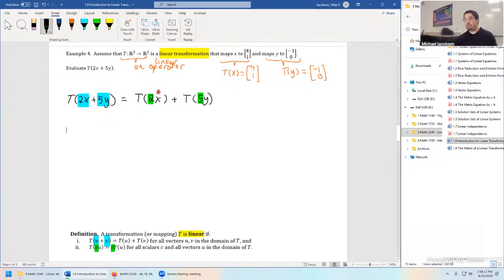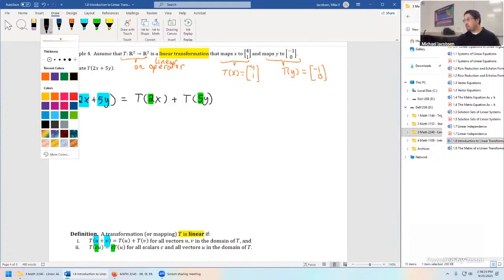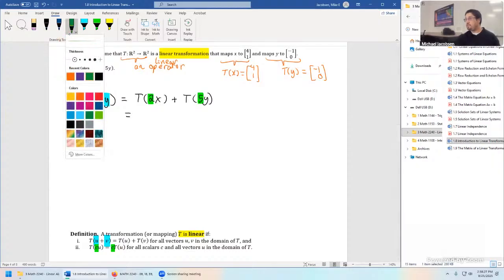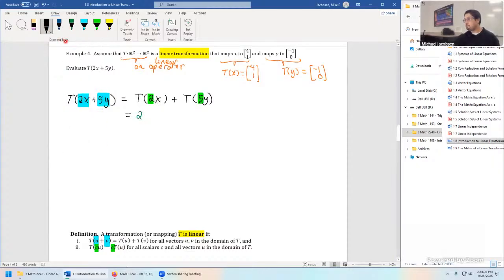That says, sure, we still can't scale 2 times x because we don't know what the vector x is, but we can just pull the 2 out. We can use this property right here. So this turns into 2 times T(x) plus 5 times T(y). And this is where the information in the problem is finally relevant. We know what T(x) is, and we know what T(y) is. At this point, we can put in those outputs.